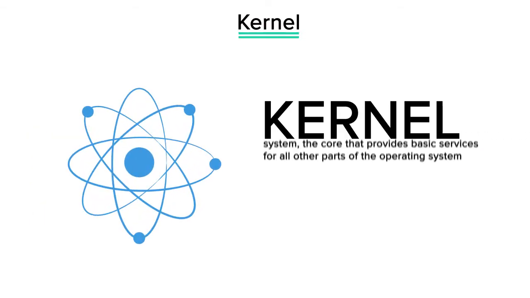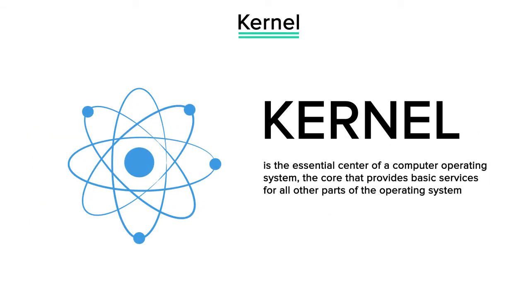The kernel is the essential center of a computer operating system, the core that provides basic services for all other parts of the operating system. The kernel of Unix is the hub of the operating system. It allocates time and memory to programs and handles the file store and communications in response to system calls.